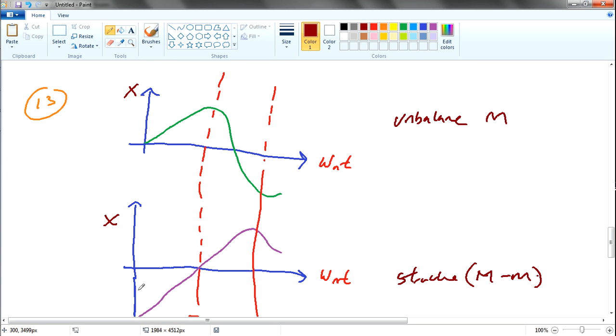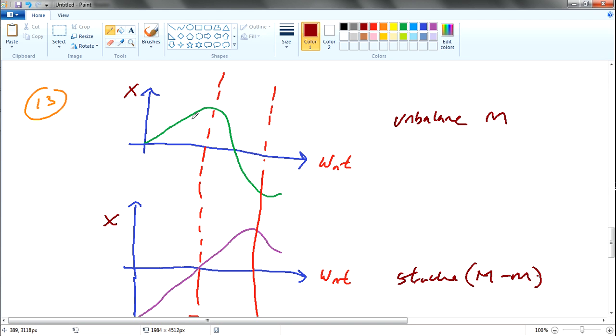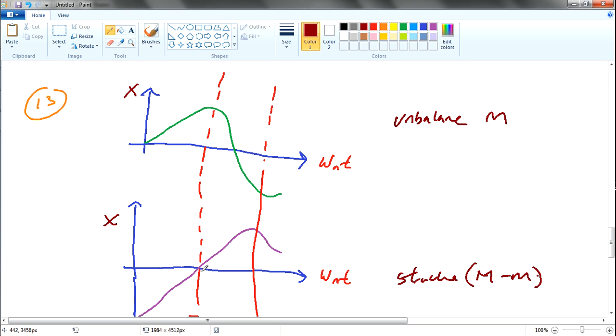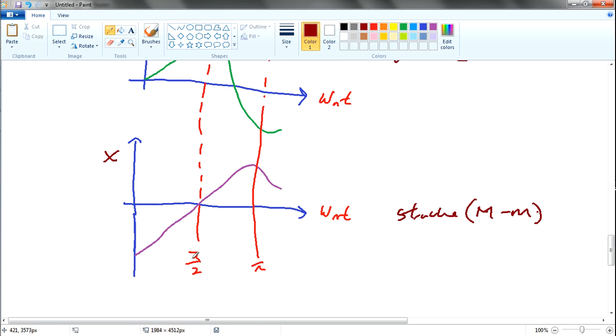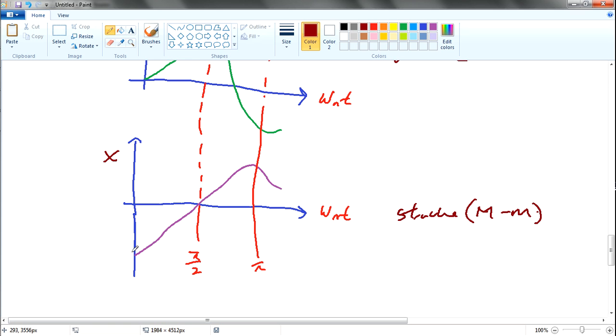So as you can see, at this point, the starting point, the unbalanced mass has already started to oscillate, while the structure itself is still going up, still in a phase going up. You see, it's lagging behind by pi over 2. When the unbalanced mass is at the top, at 0, the structure itself is at a negative position.